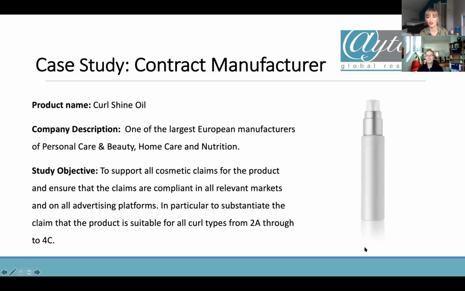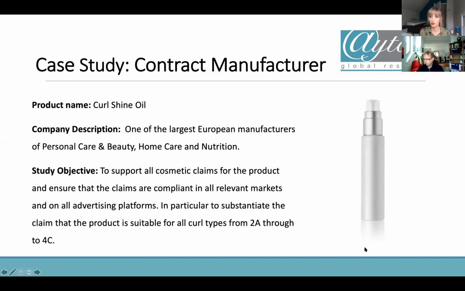Great. And then basically once those claims are put into place, my case study very much goes down the side of how do you validate it, making sure that those claims are going to be compliant. So my example is curl shine oil, which comes from a contract manufacturer based in Europe. And basically, they wanted to make sure their claims are going to be compliant in their relevant markets and all advertising platforms.